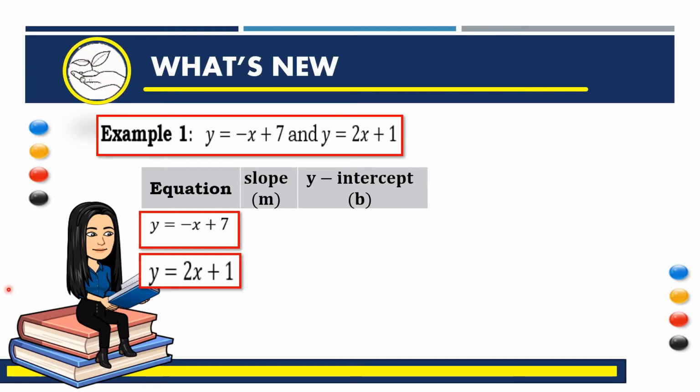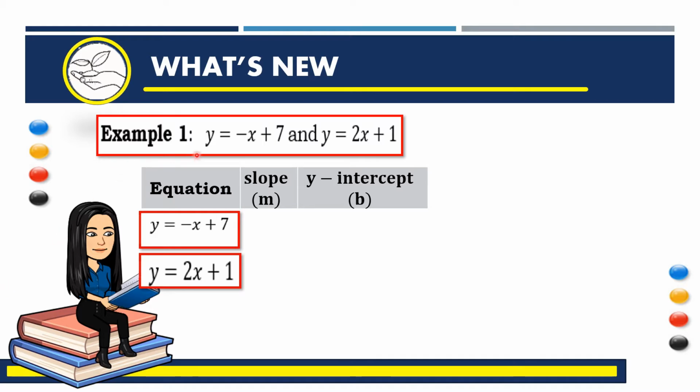What's new? What if the graphs of two or more linear equations in two variables are drawn in the same Cartesian plane? How will you describe the graphs? So let's see the following examples.